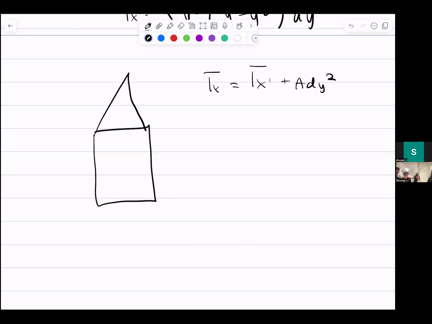I have a question for you guys. If you wanted to increase the moment of inertia without increasing the area, what would you do?